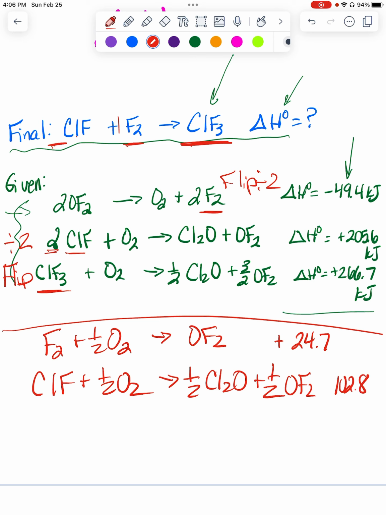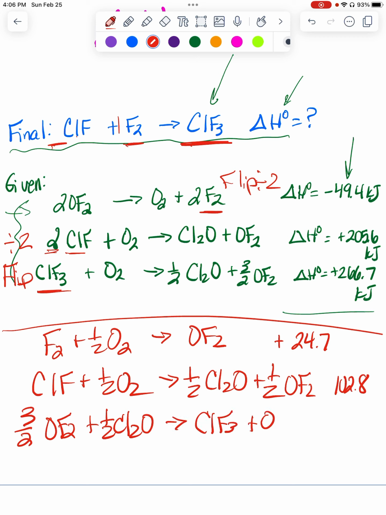And then we're going to flip this last one. So 3 halves OF2. Don't you just love fractions? Don't worry, they're usually not that bad. They just look scary. Don't panic. And then the delta H over here is going to be negative 266.7. So as long as you get the equation you wanted, we're good to go.